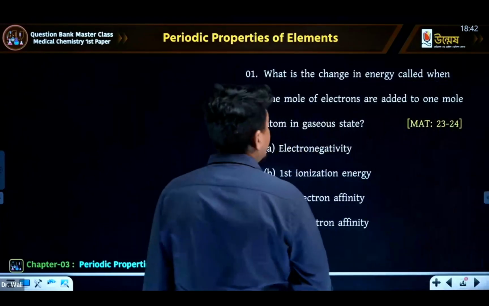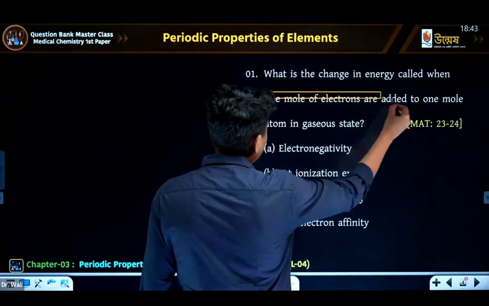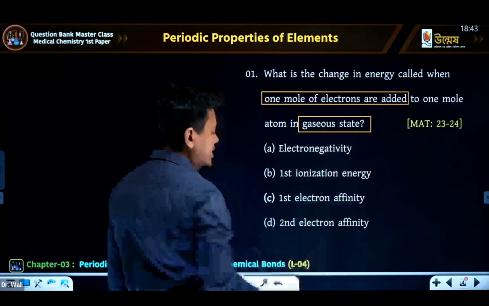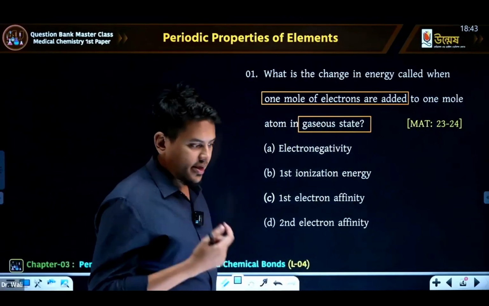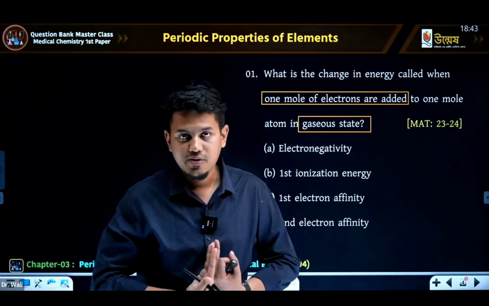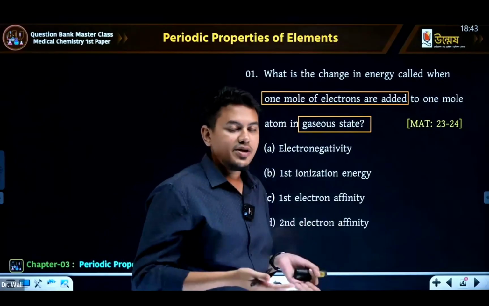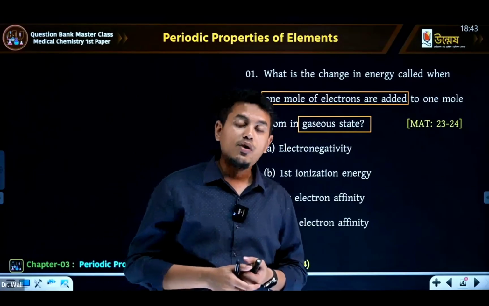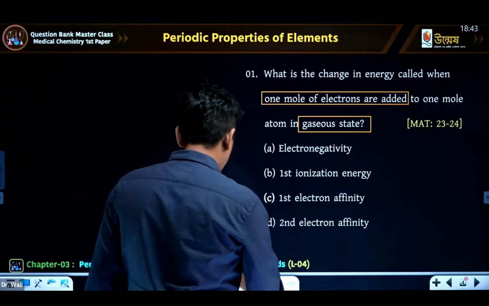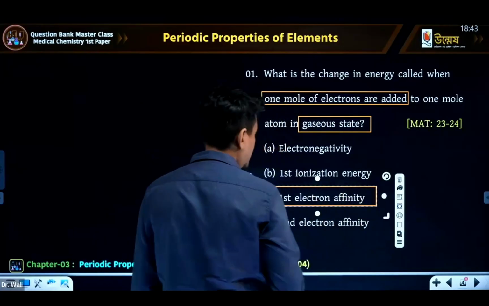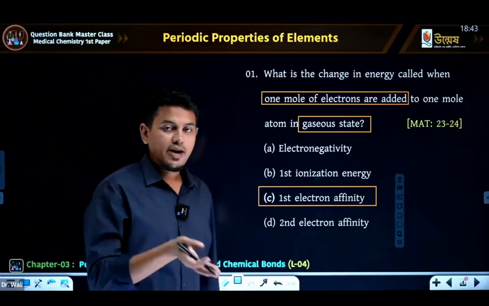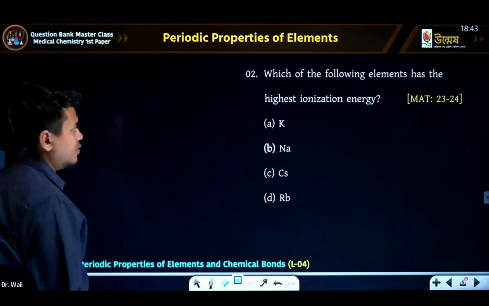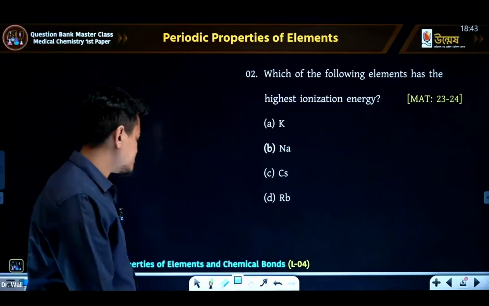What is the change in energy called when 1 mole of electrons is added to 1 mole of atoms in gaseous state? When you get 1 mole of electrons, you will be negative, you will be an anion. The amount of energy absorbed to generate an anion is called electron affinity. So the answer will be first electron affinity. On the other hand, if it was meant for a cation, like 1 mole of electrons is removed, then it will be first ionization energy.